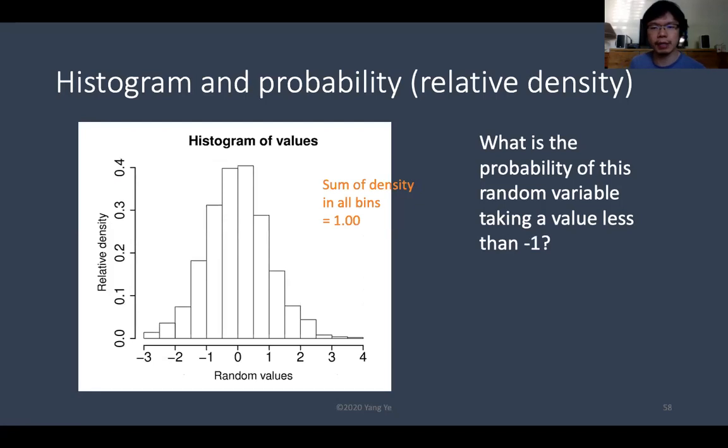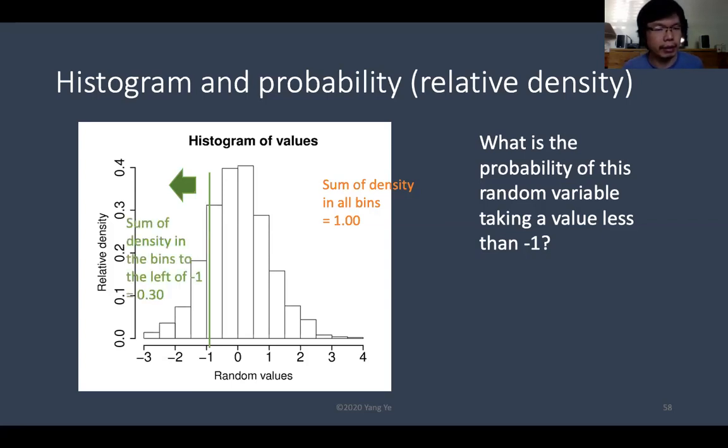For example, we can ask, what is the probability of this random variable taking a value less than -1? Random variable means that it is determined by some kind of random method, like rolling a dice or flipping 10 coins. That's a random variable. Okay? So that's easy. We draw a line at -1, and we want to determine the probability of them taking a value less than that.